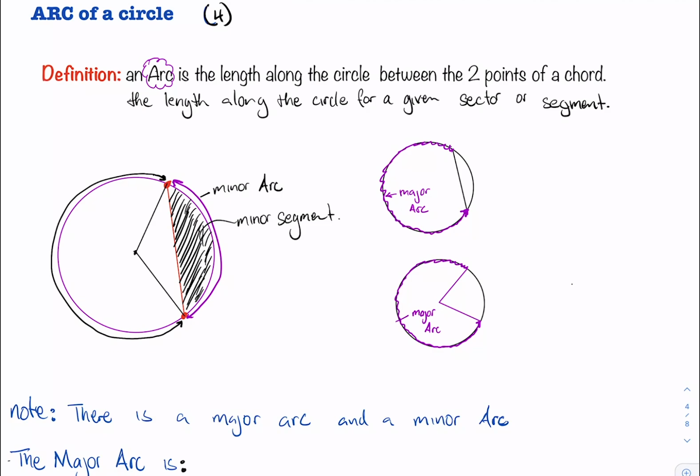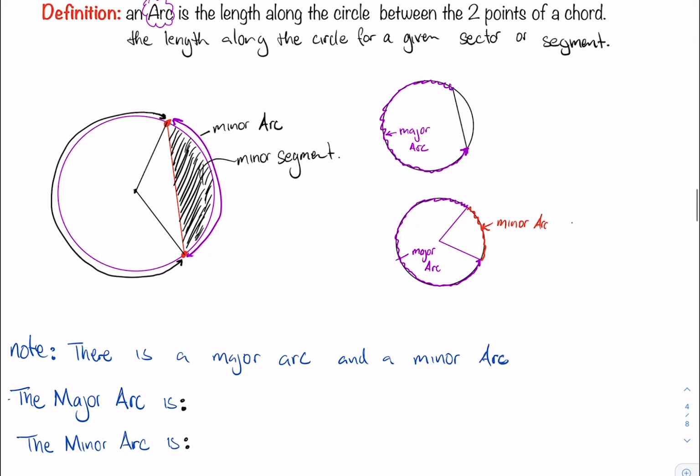So therefore, we can have an arc if we have a segment or if we have a sector. If we have a minor sector, we have a minor arc as well as a major arc. The major arc corresponds to the major segment, and the minor arc, which would be here, corresponds to the minor sector. So what is it that we want to note here? We always have a major arc and a minor arc whenever we're talking about arcs.